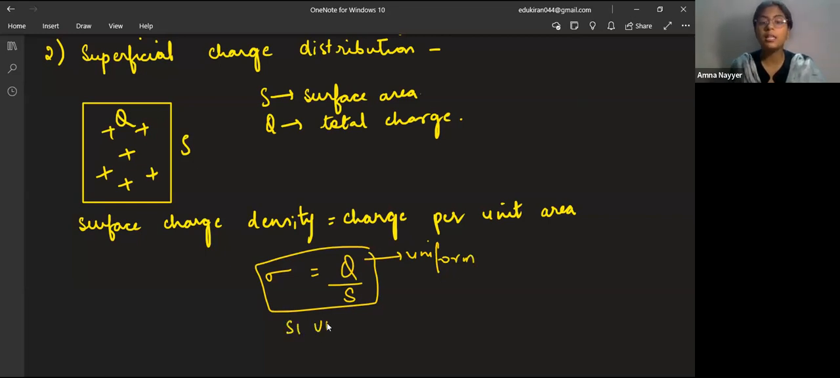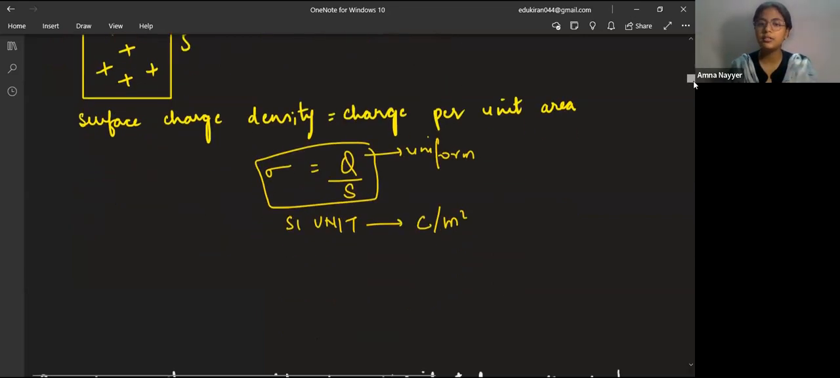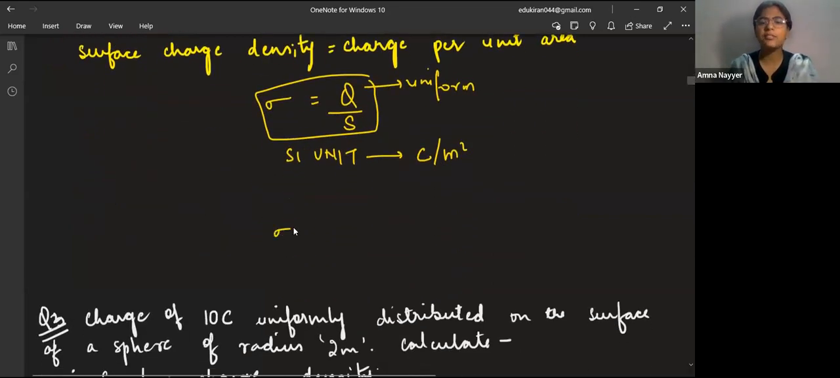And yes, what about the SI unit? Charge is coulomb and area is meter square. There it was coulomb per meter, now it is coulomb per meter square. And again, same thing: if this is non-uniform, you will use dq over ds.